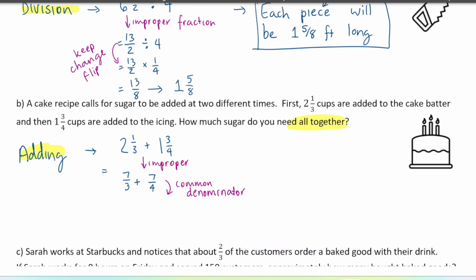So we're going to make them both out of 12. Right now they're 3 and 4. So to make 12, I'm going to multiply this by 4, and I'm going to multiply this one by 3. So this will become 28/12 plus 21/12. Now that they have a common denominator, I can go ahead and add the numerators together. So 21 plus 28 is 49/12.